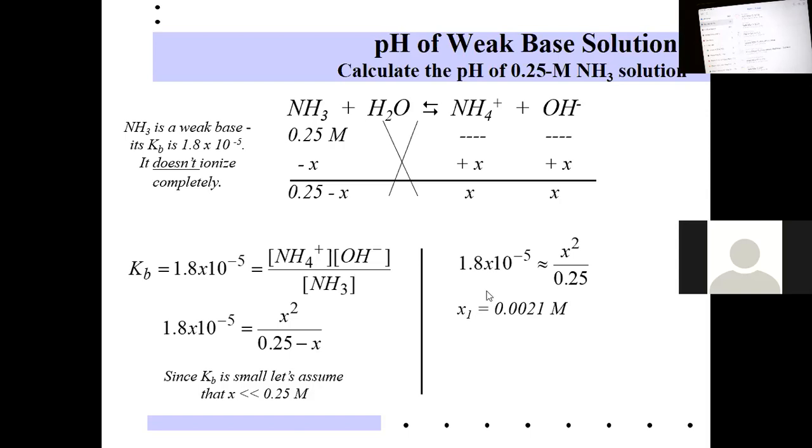To find your second approximation for X, you take this first answer and put it back where we ignored it. So you put it back on the bottom over here: 0.25 minus 0.0021. You pick up your calculator and subtract those, times by the Kb value, and square root your answer. Your second approximation turns out to be the same as the first. So we're done. If you didn't get that, let me know and I'll help you.